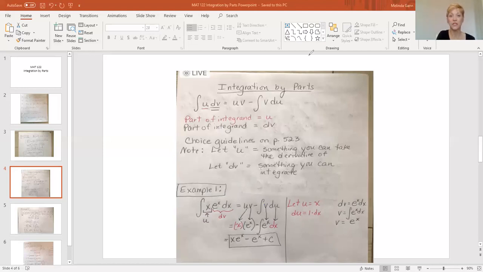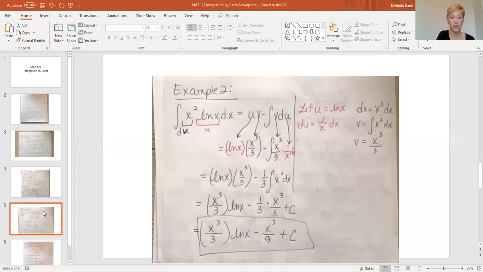All right, so let's go look at another one. Okay, here comes another one. Again, I've got an algebraic thing and then I've got a natural log. Now I know how to take the derivative of natural log, but I don't know how to integrate natural log. So I couldn't let dv be natural log because I wouldn't know how to integrate an ln.